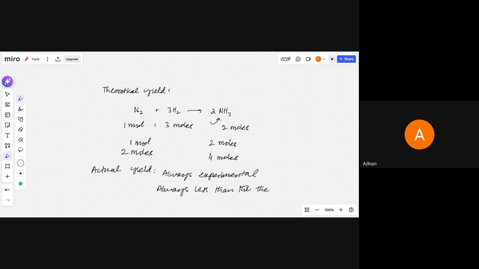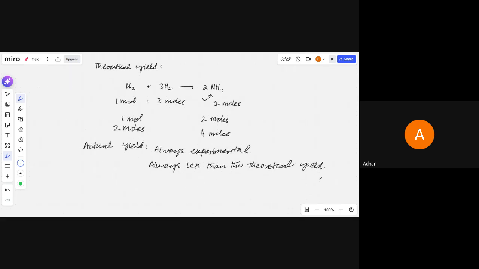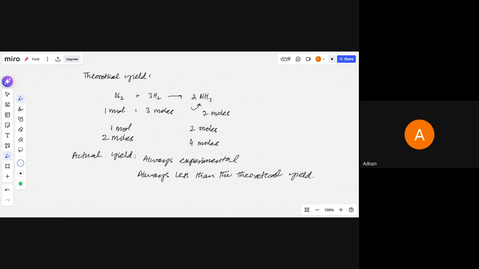There can be many reasons for this. We are not going into that detail. Just remember that actual yield is always less than the theoretical yield. There can be measurement errors. The reactants may not react completely. There may be a byproduct that is being produced which we are ignoring, so some mass gets transferred to that. There can be many reasons for this, but just remember that actual yield is always less than the theoretical.